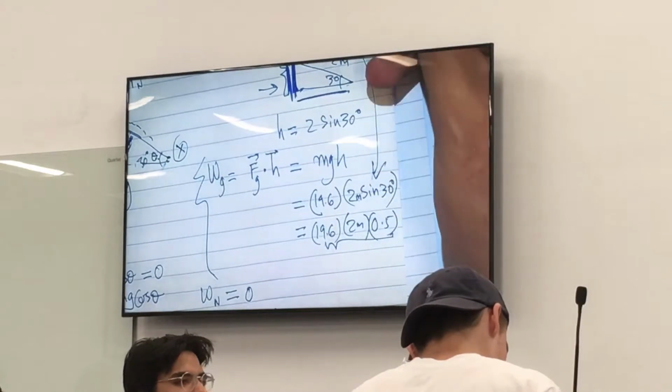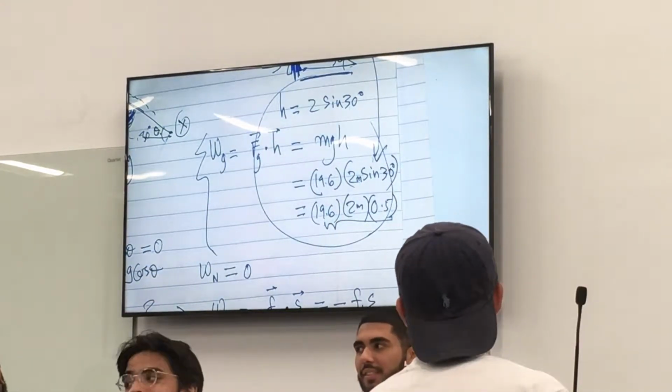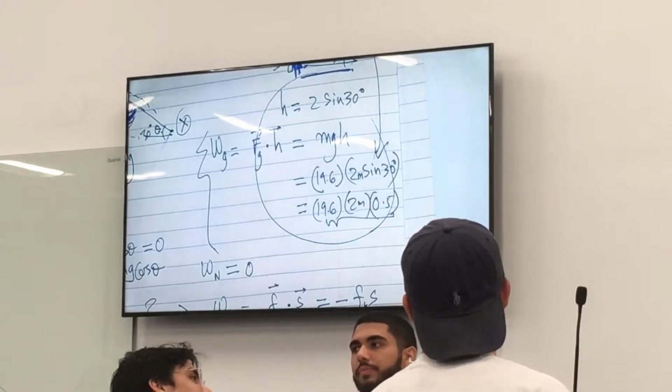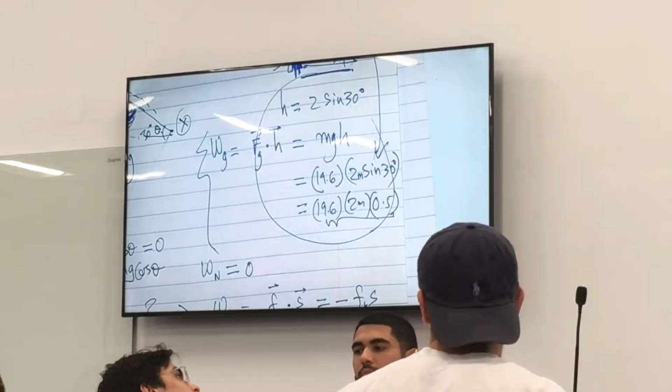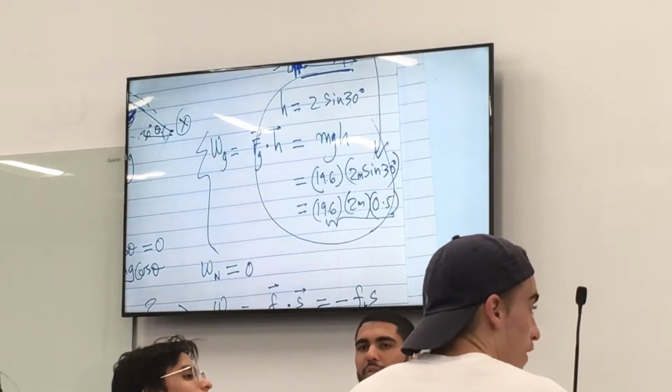So either this or this. Both are the same, and you only have to use one. Work done by gravity is just one, okay? Not in different components.